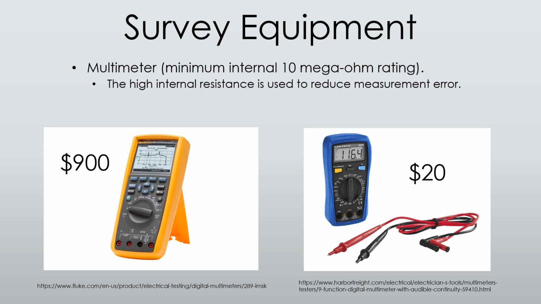Your multimeter, the thing that actually records your data, is very important to not cheap out on. I use the higher end one to try and get accurate data. There needs to be an internal rating of 10 mega ohms. This high internal resistance is used to reduce measurement error. There's some math behind this that if you take the NACE courses, they'll show you and tell you why you need that 10 mega ohm rating. But there are external resistance values that will start to become a big deal and mess up your measurements if you do not have a quality instrument.